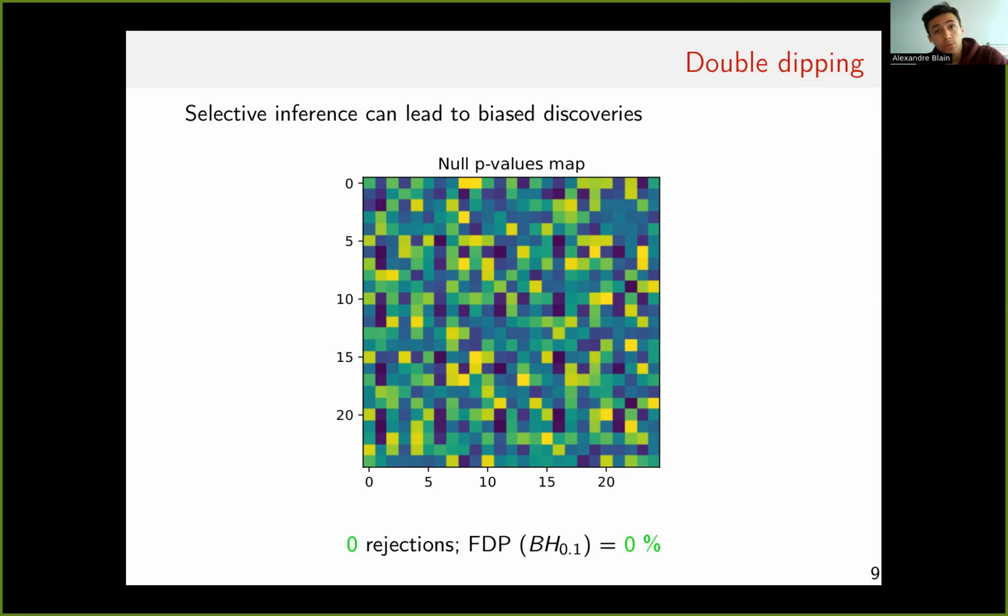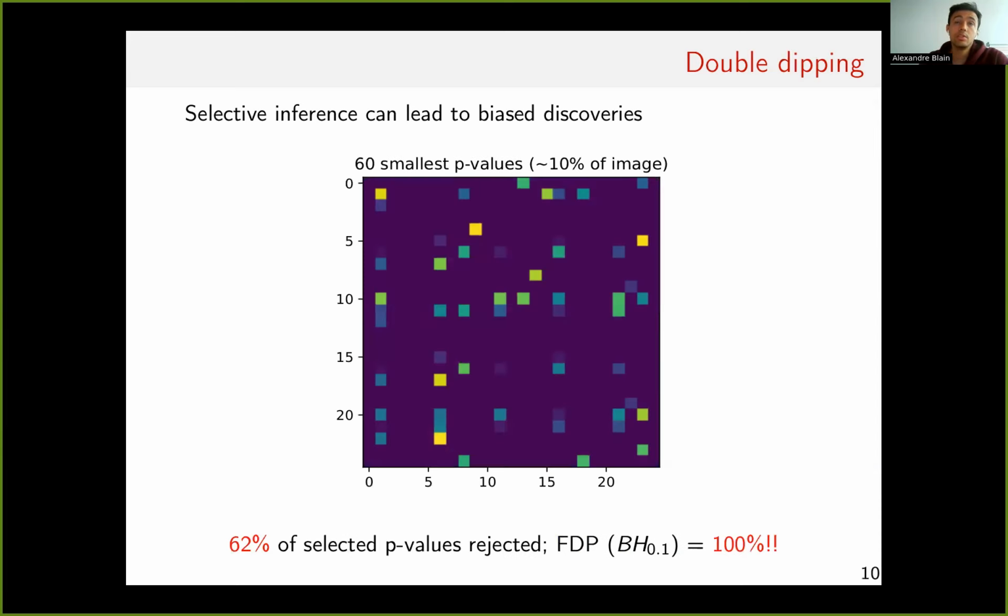And of course, you get an FDP of 0% because you have not rejected anything. So you make 0 false discoveries. So false discovery proportion is 0%. But now, if before performing the Benjamini-Hochberg procedure, you perform a selection step, which consists simply in thresholding the image, which is exactly what we've done before on our brain images when we found clusters. Right?